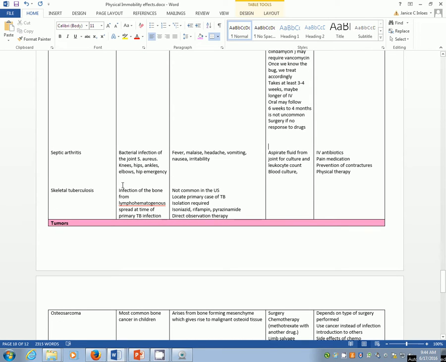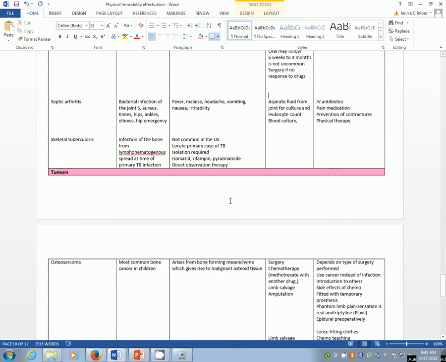Skeletal tuberculosis, I'm mentioning it very briefly. It's an infection in the bones that's going to be caused from having a primary infection of TB. It's not common in the United States. We're going to give the same type of drugs we would give for the respiratory TB in the lungs, and of course, we're going to put them in isolation until we have them treated enough for that. We would prefer to do directly observed therapy to make sure that they're taking their medications, because a lot of times they don't.